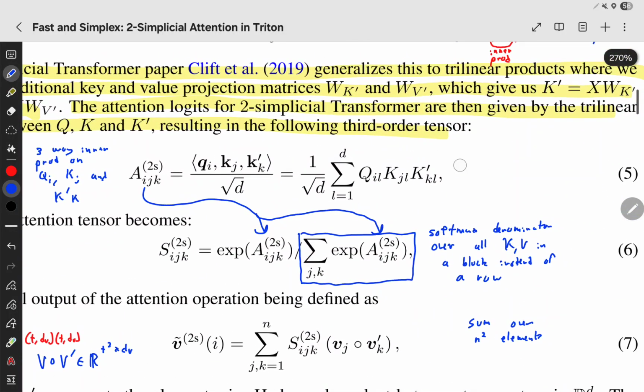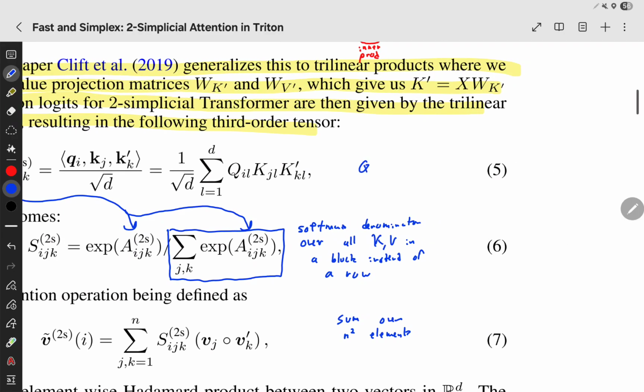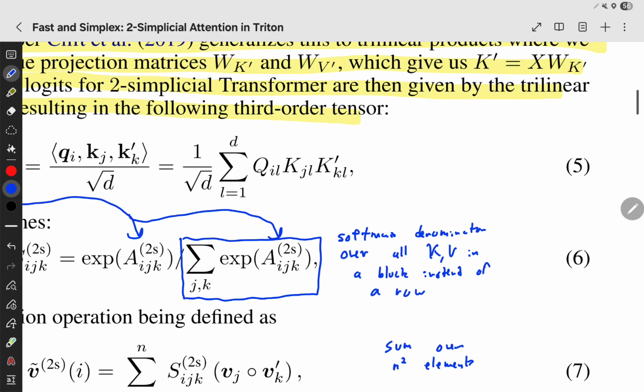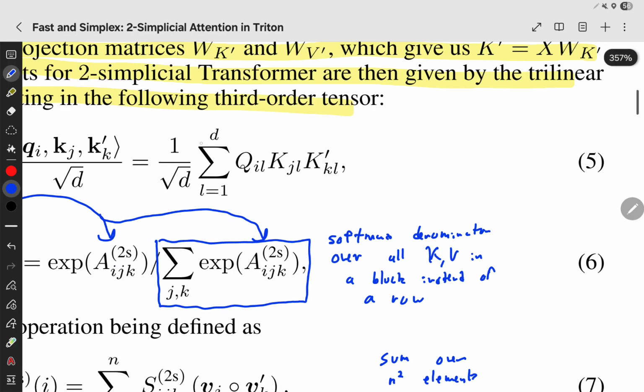So this just defines the inner product of Q and K. Instead of doing QK transpose, we're basically going to be doing this QK transpose K prime. And you may notice, wait, the shapes don't work. This doesn't make much sense. You basically are doing an inner product using this three-way inner product here. You can see here, L is indexing the dimension, so we're summing over this.